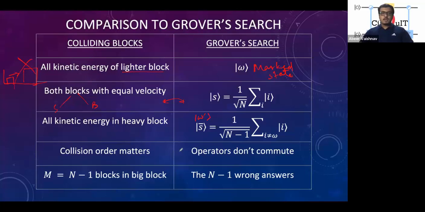Okay, so that's why the collision order matters, and this is similar to how the operators of the Grover search, that is US and U omega, do not commute. So this is the particular similarity that we see. Then the mass of the bigger block, that is n-1 units, corresponds to the n-1 wrong answers in the Grover search algorithm.